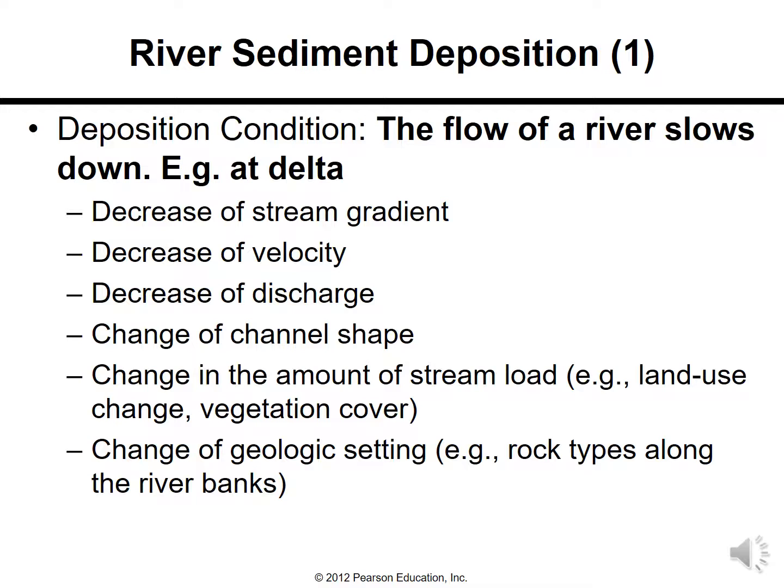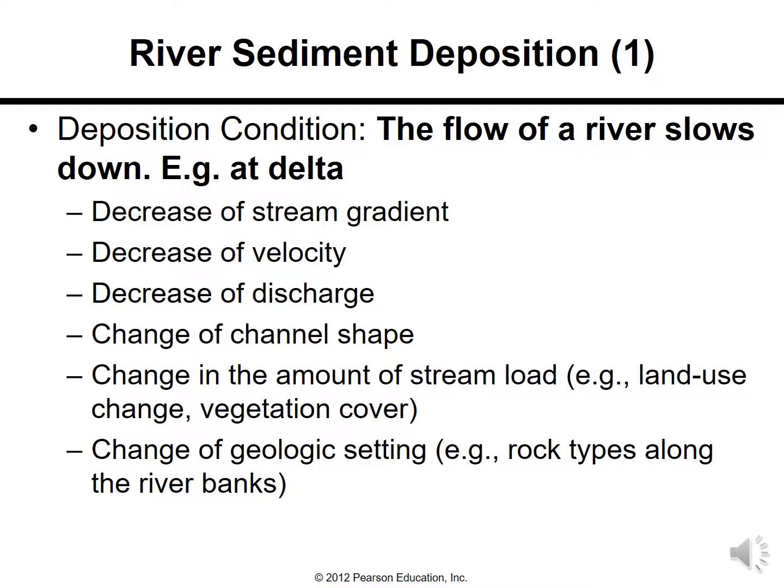As you can see in this slide, the flow of a river slows down, for example at a delta, so that decreases the stream gradient, decreases the velocity, decreases the discharge, and changes the channel shape. The channel becomes much wider. If you look at the Mississippi Delta, you can see the channel becomes much wider. It's not a narrow channel, so the velocity becomes really low.